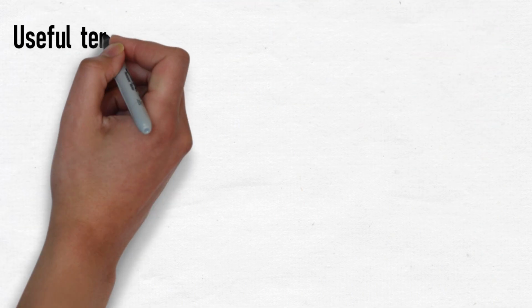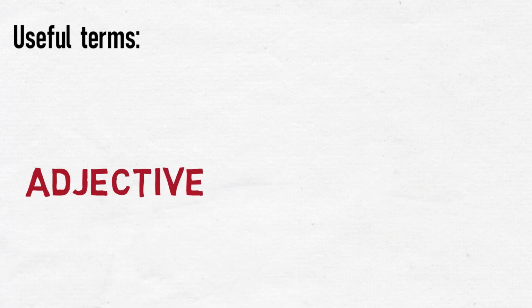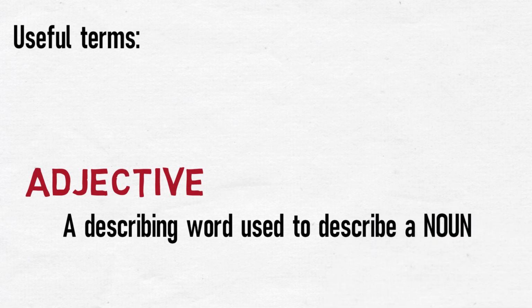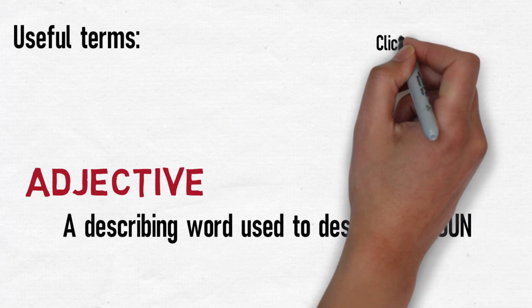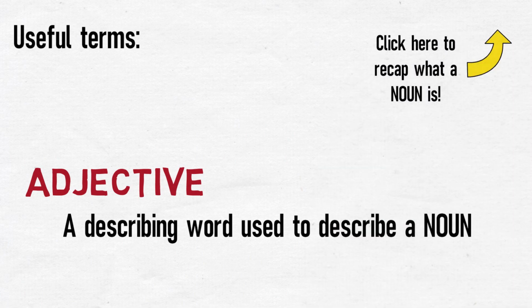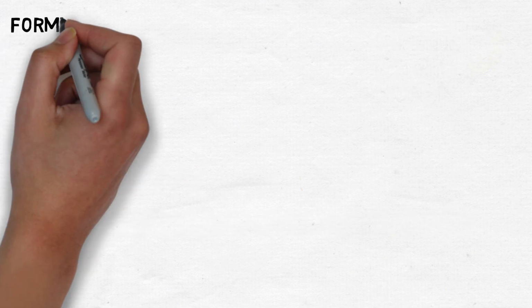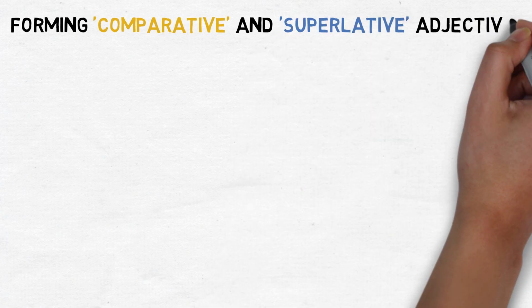In order to fully understand this lesson, it's important that you understand what an adjective in German is. An adjective is a describing word, and they are used to describe nouns, which are things. If you aren't sure what a noun is, please click here to watch my first grammar lesson on the gender of nouns. In this video, we will be looking at forming comparative and superlative forms of adjectives.